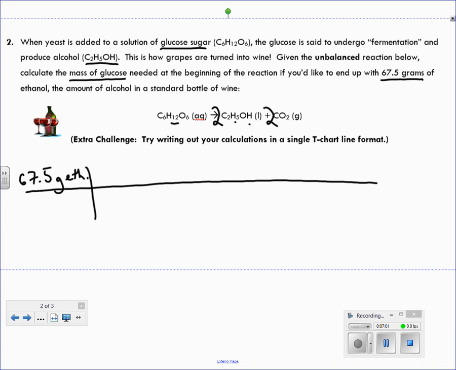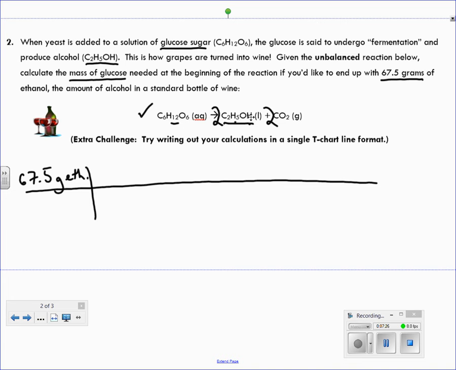67.5 grams of ethanol. So the first step in my mole process, I've balanced my chemical equation. Next, the second part, grams into moles: grams of ethanol into moles of ethanol. I need to find the molar mass of C2H5OH. So I'm going to take my 2 carbons, add that. I have 6 hydrogens, even though they're split.